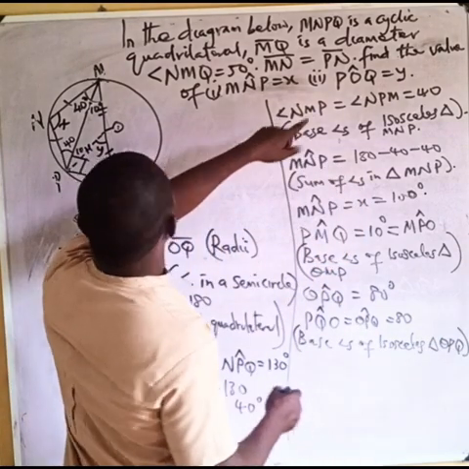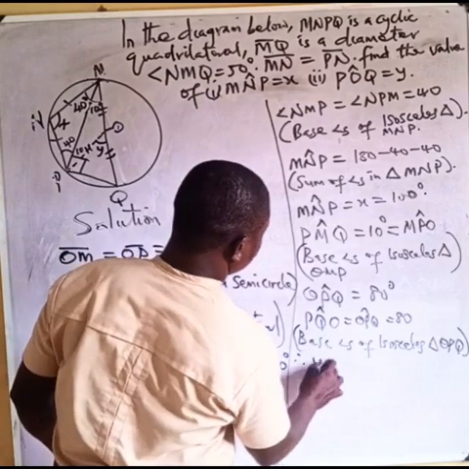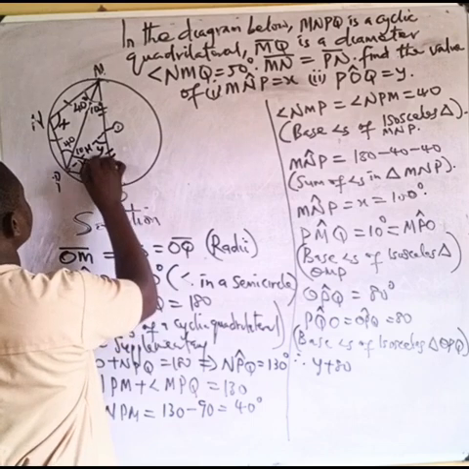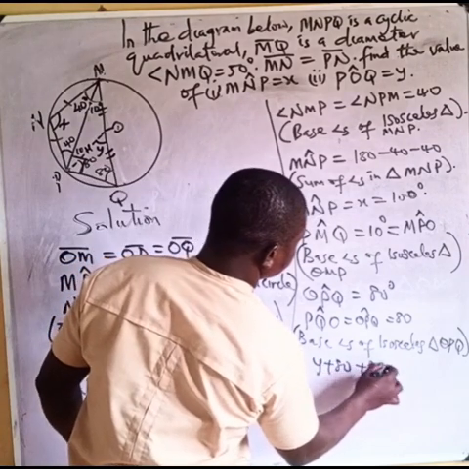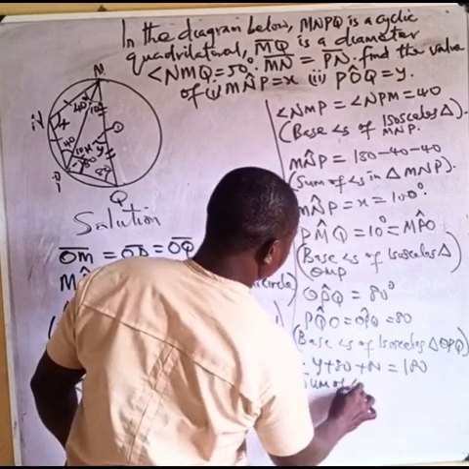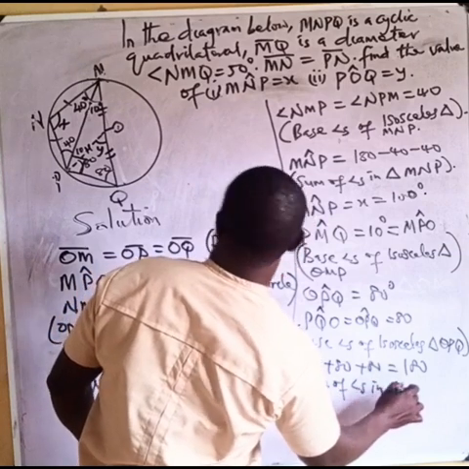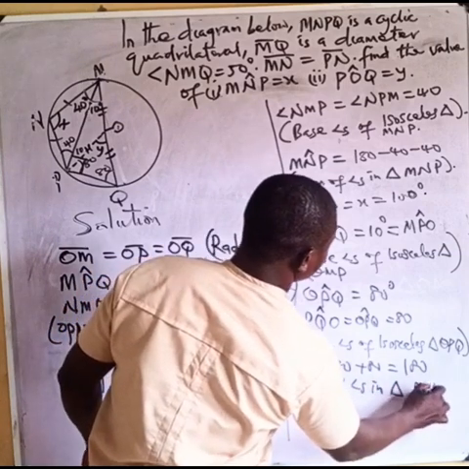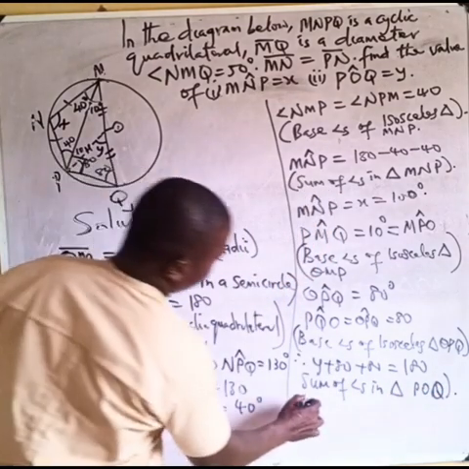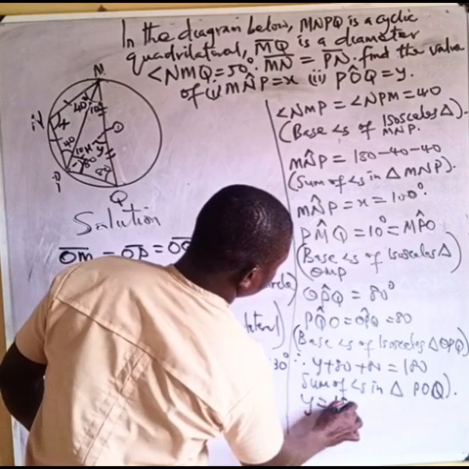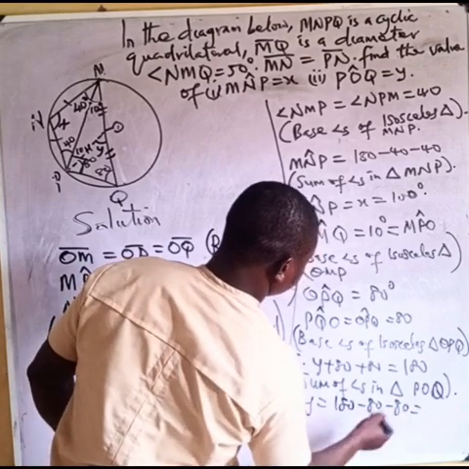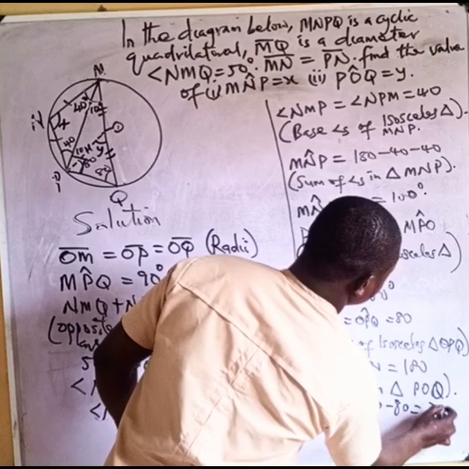In order to find our y, therefore y plus 80, because we have established that here is 80, plus 80 is equal to 180. Sum of angles in triangle POQ. Therefore, our y is equal to 180 minus 80 minus 80, which will give us 20 degrees.